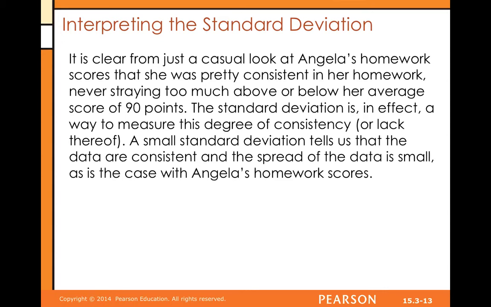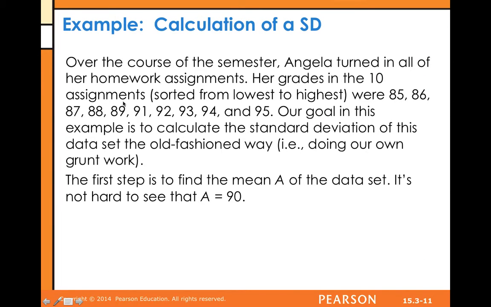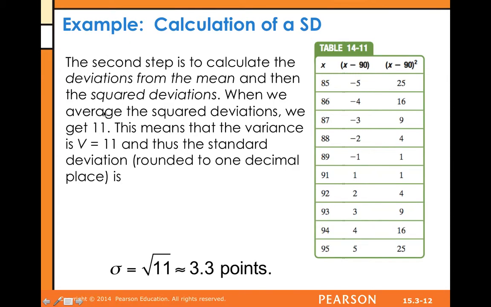Okay, so let's make that more concrete now, interpreting that number. It's clear from just a casual look at her homework that she was pretty consistent, right? So 90 was kind of right in the middle of what she did, and sometimes she got a little above, sometimes a little below, but she was pretty consistent with her scores.